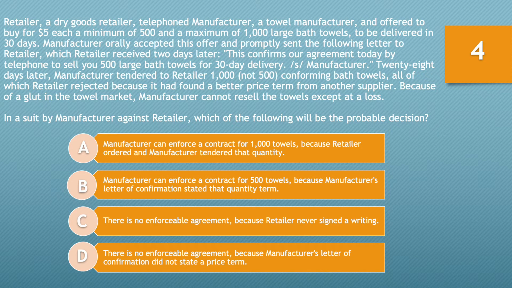A. Manufacturer can enforce a contract for 1,000 towels because Retailer ordered and Manufacturer tendered that quantity. B. Manufacturer can enforce a contract for 500 towels because Manufacturer's letter of confirmation stated that quantity term. C. There is no enforceable agreement because Retailer never signed a writing. Or D. There is no enforceable agreement because Manufacturer's letter of confirmation did not state a price term. Take 10 seconds, choose the best answer.